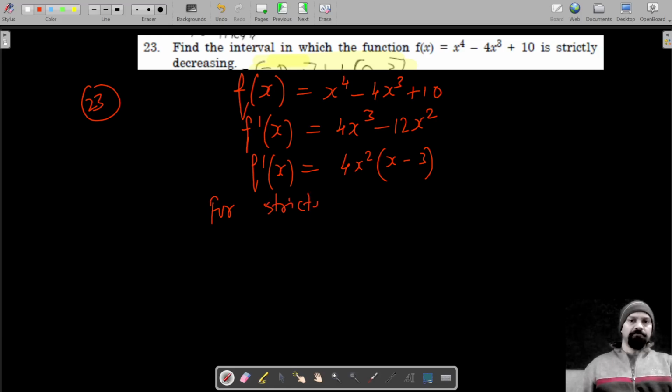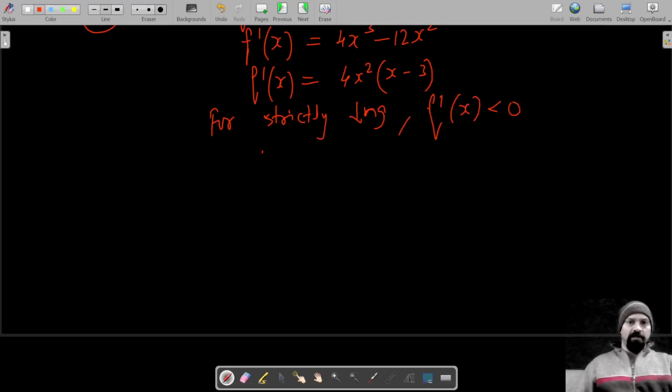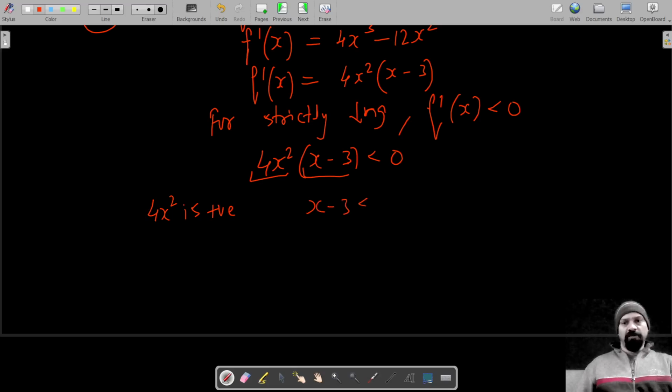for the function to be strictly decreasing, f'(x) should be less than 0. And f'(x) is 4x^2(x - 3). This should be less than 0. Now 4x^2 cannot be less than 0 because x^2 is always positive. So 4x^2 is positive, which means x - 3 has to be negative. So x - 3 is less than 0, which gives us x is less than 3.